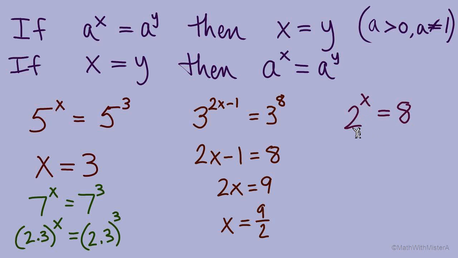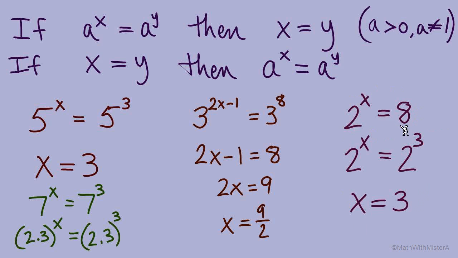One more quick example: 2 to the power of x equals 8. Now currently we don't see the same base on both sides, but if I know that 8 can be written as 2 to the power of 3, now I'm able to utilize this property. Base of 2 on both sides, so the exponents must be equal. X equals 3.